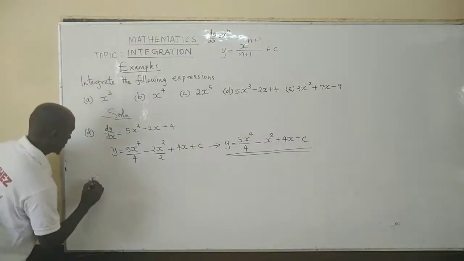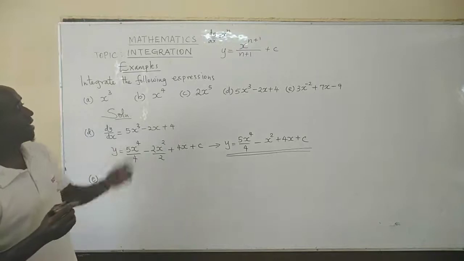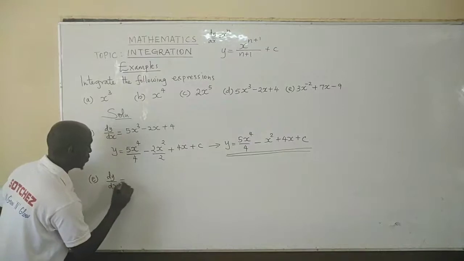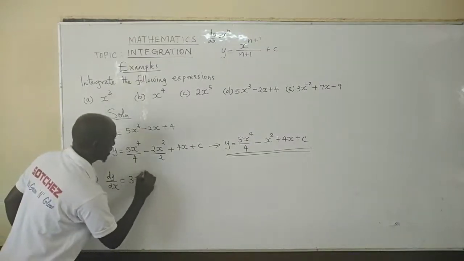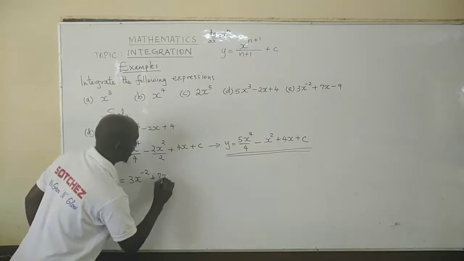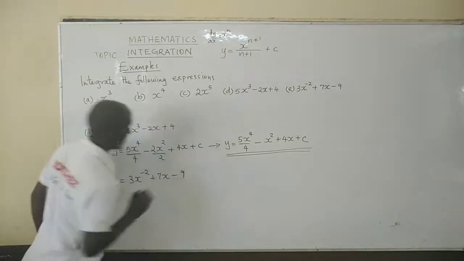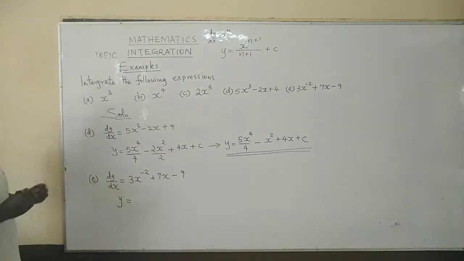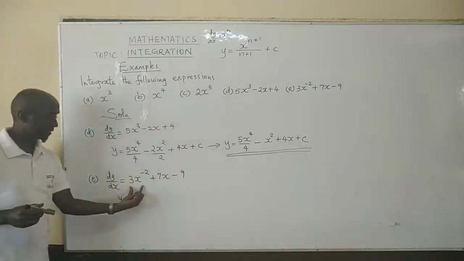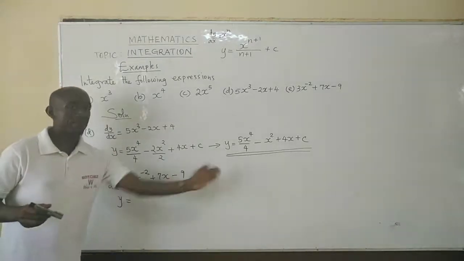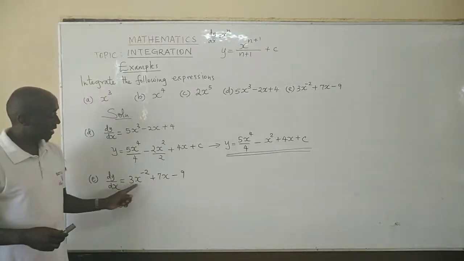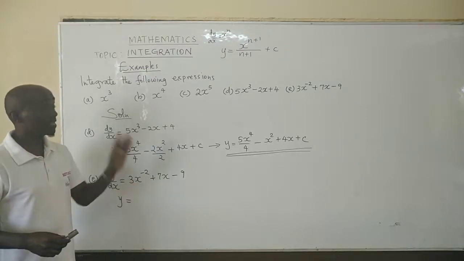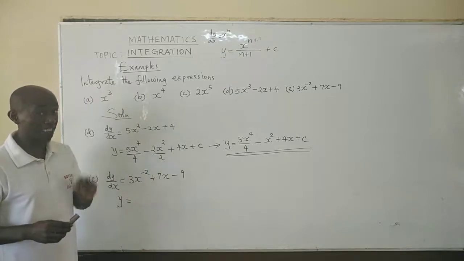Let's go to the last one, question E. We have 3x power negative 2. That is now our dy dx. dy dx equals 3x power negative 2 plus 7x minus 9. So what is y? We do the same, the way we did this, we separately integrate this, then that, and then add plus c at the end. We have 3x power negative 2. Our n this time is a negative number, negative 2. Remember I said n can be any number, positive or negative, but not negative 1.